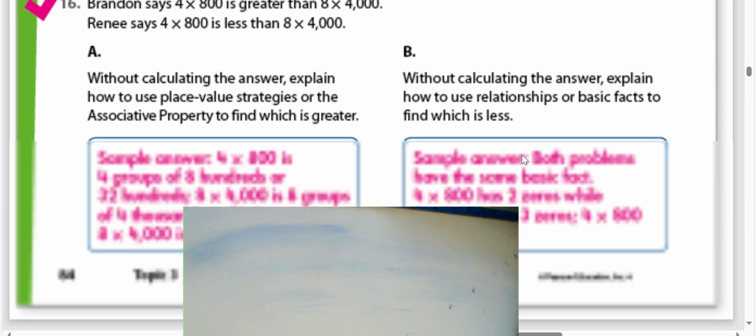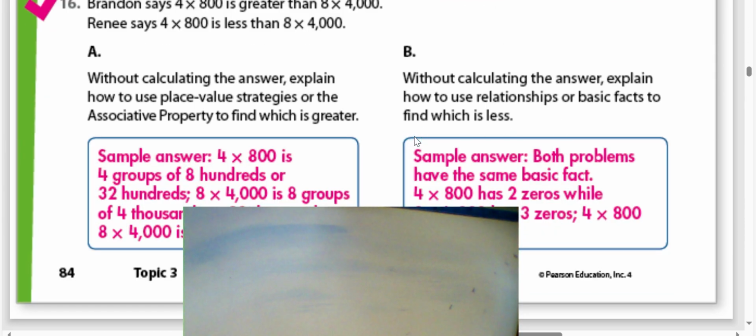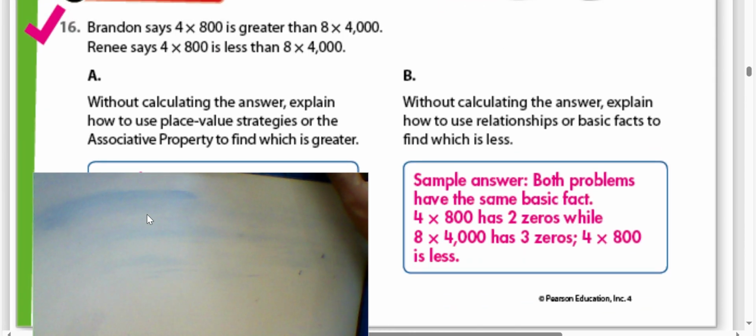Next question here. Look with me at this question. Brandon says 4 times 800 is greater than 8 times 4000. Rainy says 4 times 800 is less than 8 times 4000. Without calculating the answer, explain how to use a place value strategy or the associative property to find the greater one.